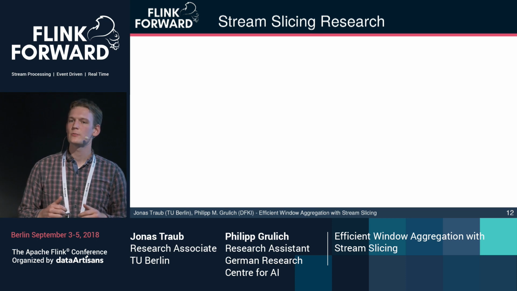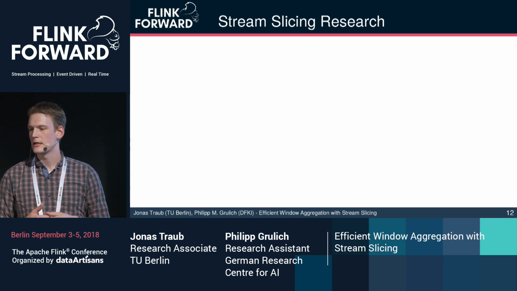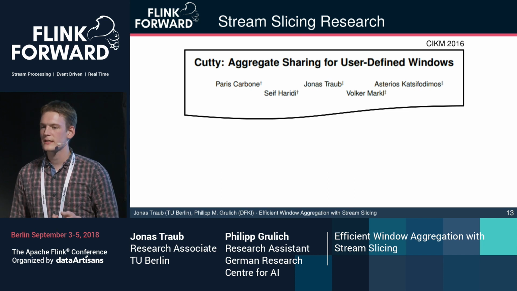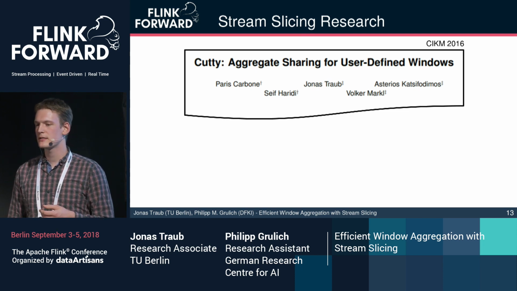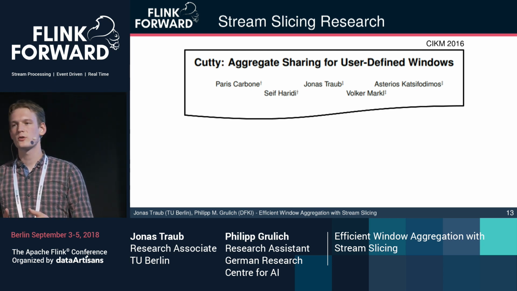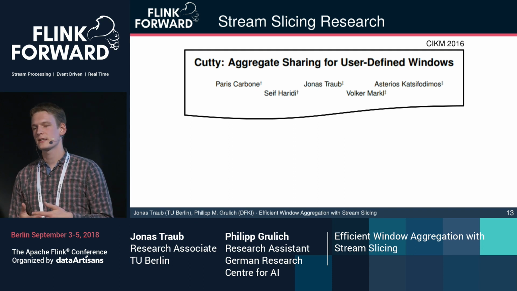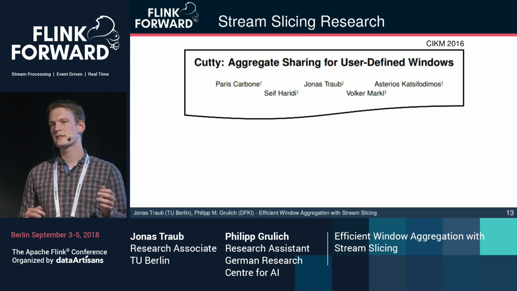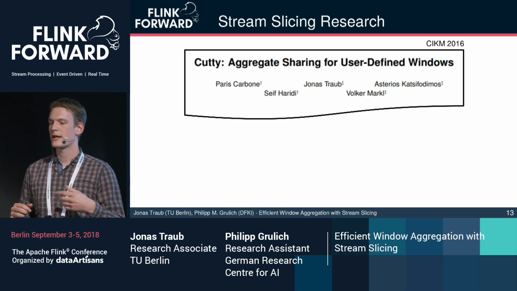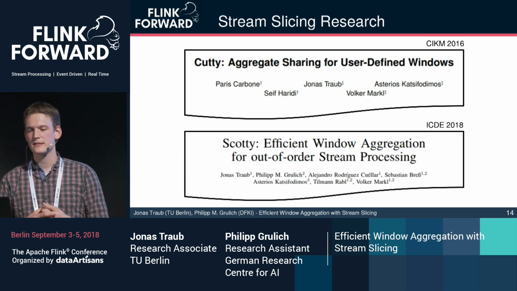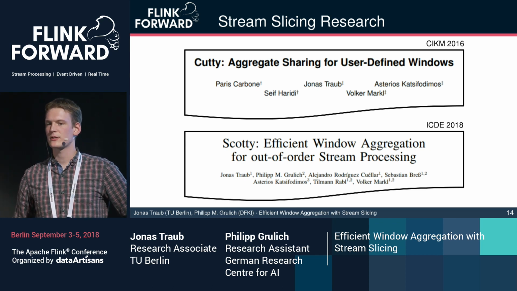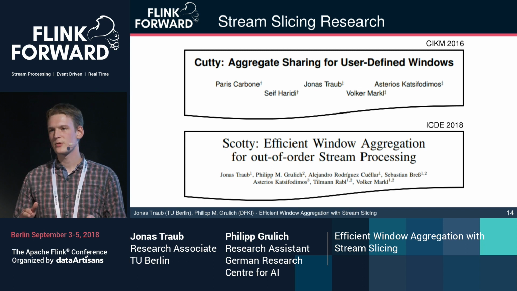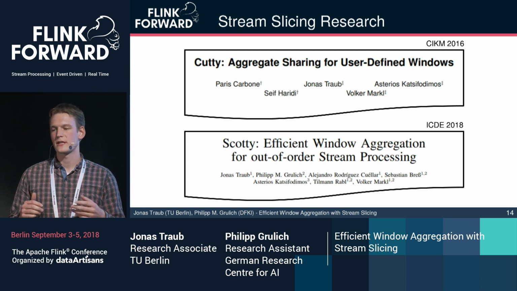So I want to give you a brief overview about the stream slicing research which we did in the past years. And there are mainly two publications which are the foundation of this talk today. So first of all, in CIKM 2016, we published the paper Cutty, Aggregate Sharing for User-Defined Windows, where we mostly focused on the expressiveness of the API and how we can express window semantics with user-defined functions. But we also introduced a technique which allowed to create the slices for the stream on the fly and to aggregate them incrementally. And now on this year's ICDE, we had another paper which was called Scotty, Efficient Window Aggregation for Out-of-Order Stream Processing. And here we took a close look on how to address out-of-order processing with stream slicing and also how to address session windows with stream slicing.